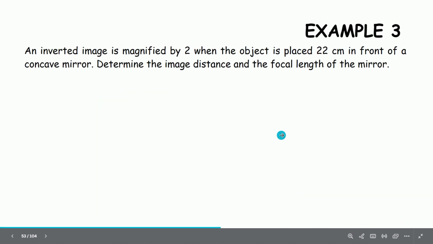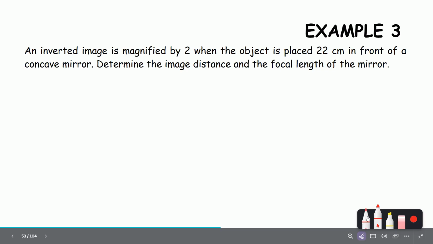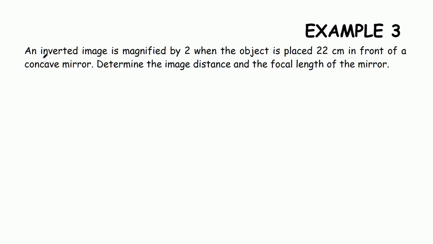Okay, let's proceed to example 3. Inverted image is magnified by 2 when the object is placed 22 cm in front of a concave mirror. Determine the image distance and the focal length of the mirror. To visualize this, atong ni siya hanayon. So, inverted image, unya natay clue nga ari in front of a concave mirror. So, concave ni siya na example na sad.